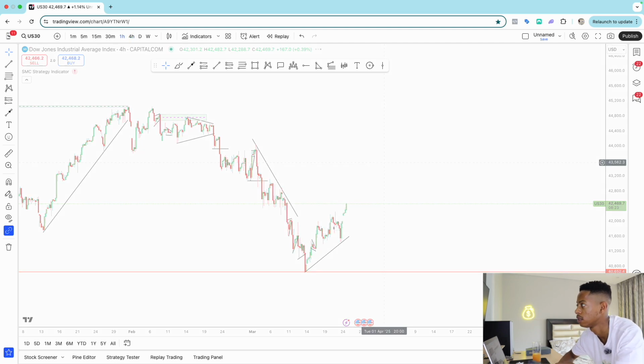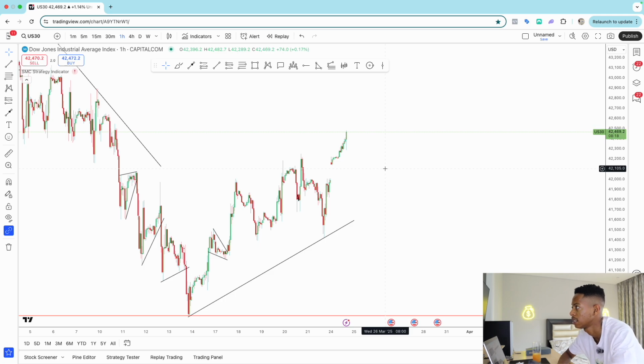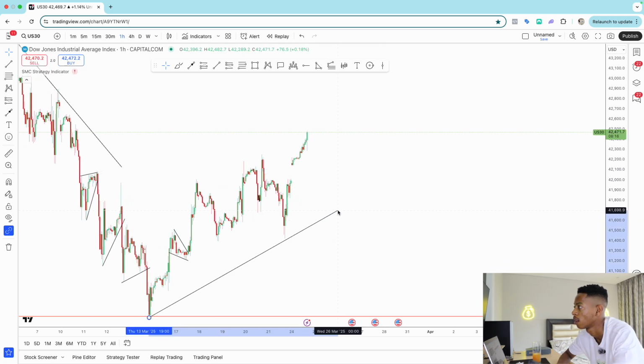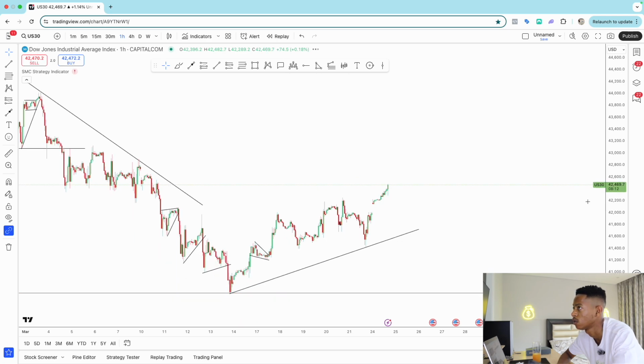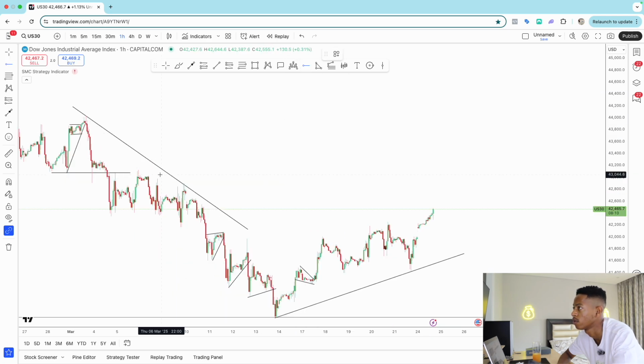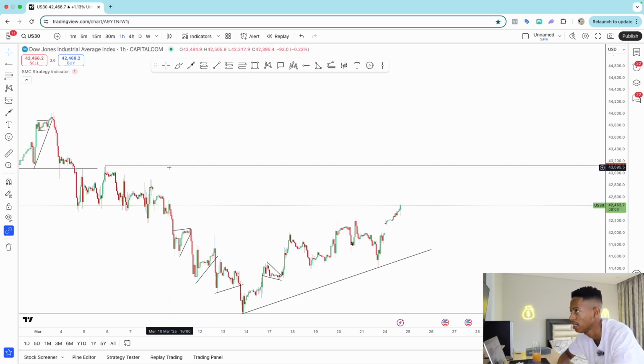So what I'm more likely to do is go to the 60-minute, and on the 60-minute, right here, I can easily see that there's a high chance that we are coming for the first take profit, which would be somewhere here at these lower highs. Let me remove this. First take profit somewhere here.